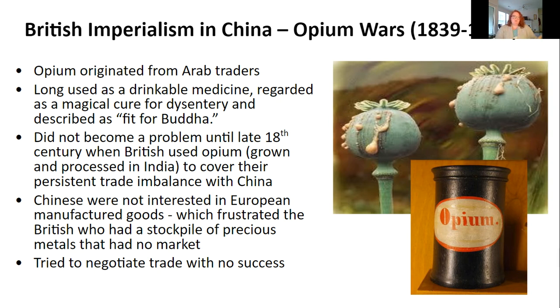And the opium actually originated from Arab traders who would take the poppy plant and take the seeds and make opium out of it. They used to call it poppy milk because it does look a little like milk. This was long used as a drinkable medicine, and it was regarded as a magical cure for dysentery and described as fit for Buddha. Now, dysentery, if you didn't know this, just makes you have to use the bathroom so much that you become dehydrated and end up dying from it.